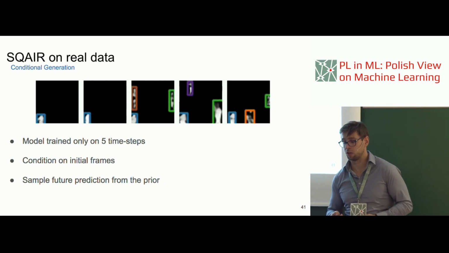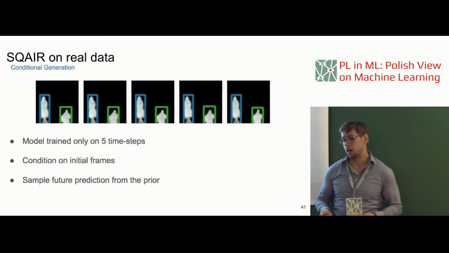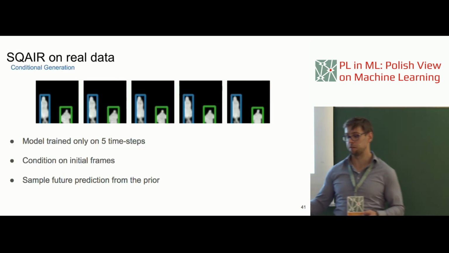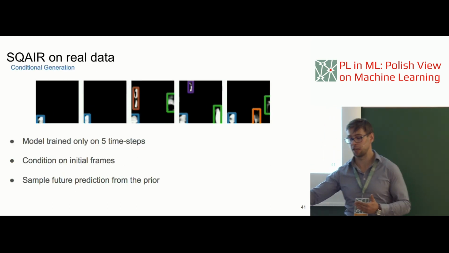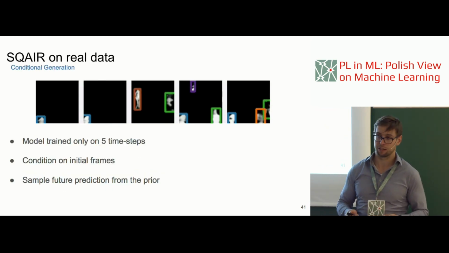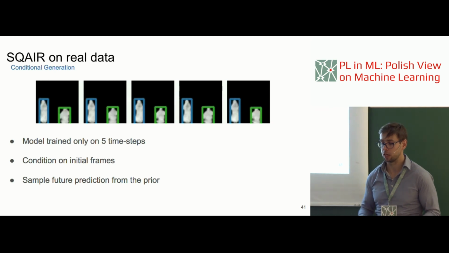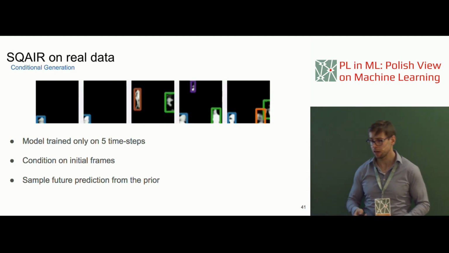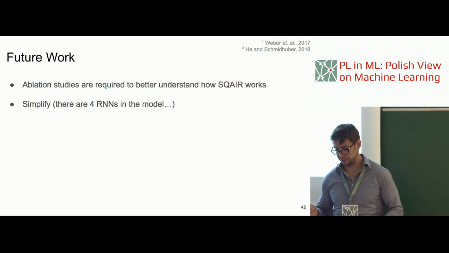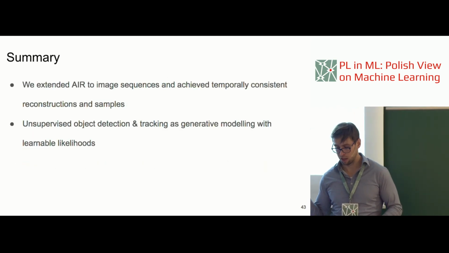We can also do conditional generation. So here we have the same conditioning sequence for the 5 different sequences, and then the model predicts very different outcomes for different sequences here. Again, saying that we can capture the uncertainty in the model. That's about it. I think I'll skip the future work.